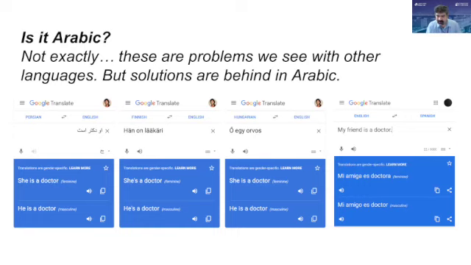I put some examples here where the ambiguity is in the other language. And then when you go to English, so this is, if you go from Persian, which doesn't have gender, to English, the "O" could be she or he. So now Google allows you to see these options, and then you can choose what's being said.